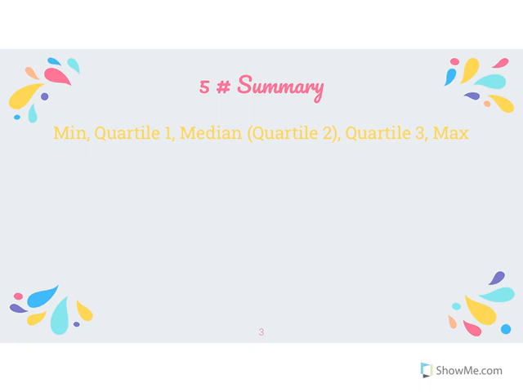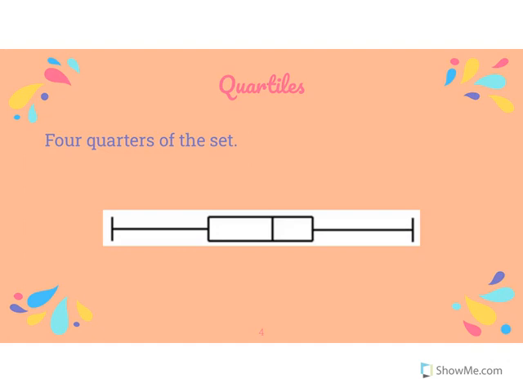So the 5-number summary is the min, your quartile 1, your median, which is quartile 2, your quartile 3, and your max. The median and the quartile 2 actually have the same meaning. That means the same thing. We will be going through all of these, you guys.